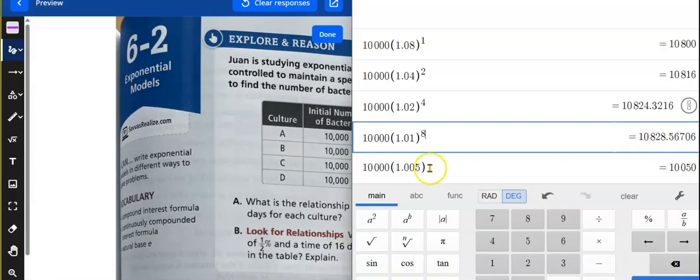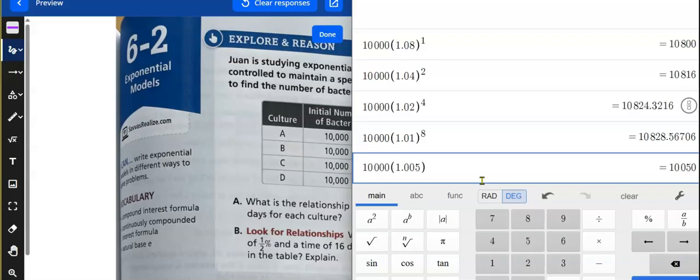What do you think's going to happen when I raise this? So we've gone from 8% to 4% to 2% to 1% to what? 0.5%. And I'm going to do it for 16 days. The difference between them is a little over 2. But each time I'm doing that, I still get a bigger number.